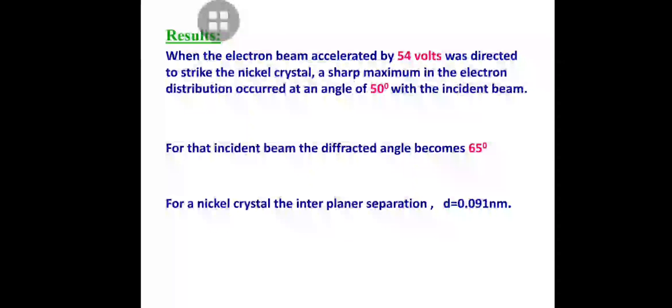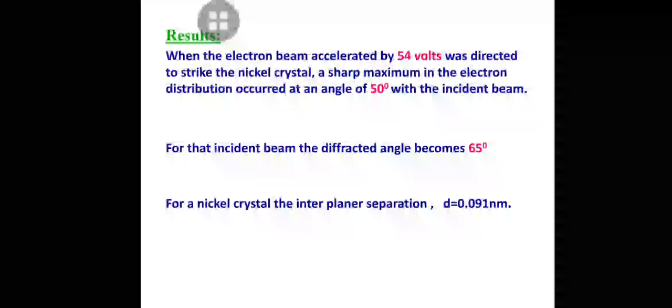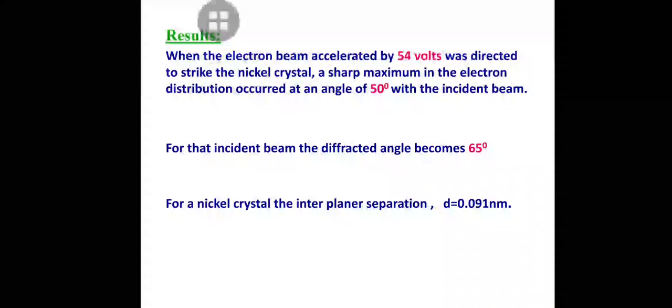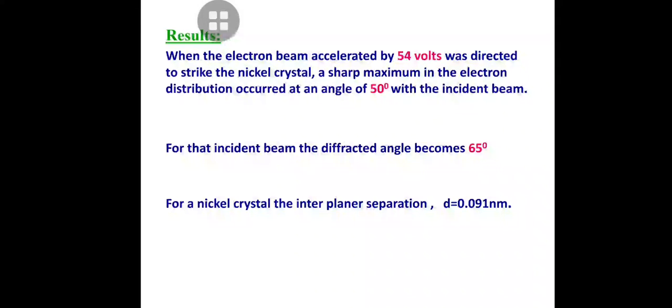The result of the experimental setup: when the electron beam accelerated by 54 volts was directed to strike the nickel crystal, a sharp maximum in the electron distribution occurred at an angle of 50 degrees with the incident beam. For that incident beam, the diffracted angle becomes 65 degrees. For the nickel crystal, the interplanar separation d is equal to 0.091 nanometers.